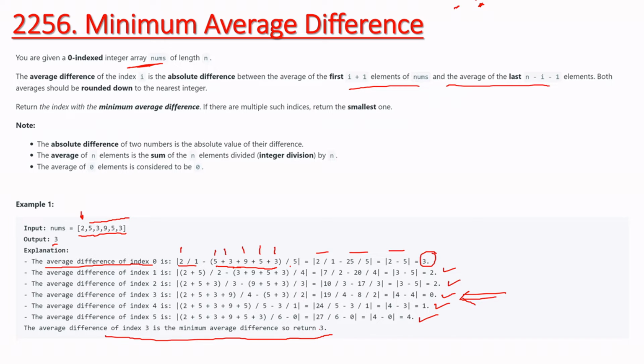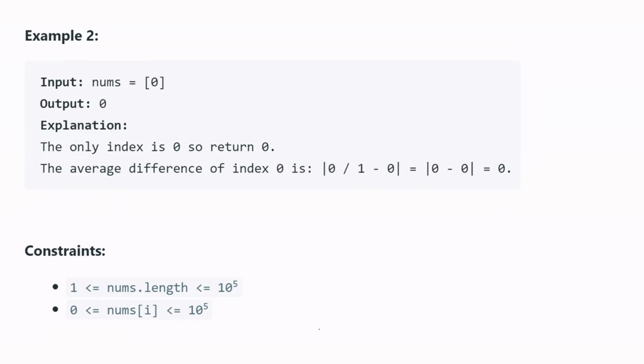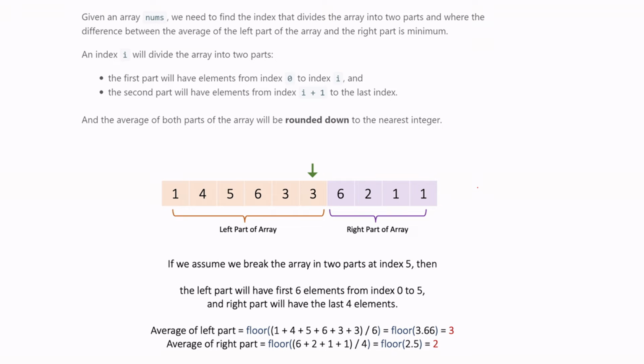Let's understand another example. For the base case, if nums contains only one value, then we will return 0, because there is only index 0, so we return 0 only. Like this calculation. Okay, so understand what it means.